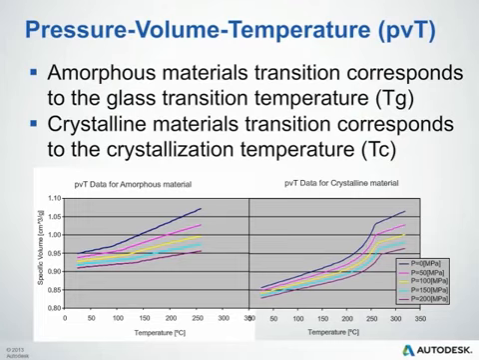For crystalline materials or semi-crystalline materials, we call this transition the crystallization temperature. So you can also see how that curve changes significantly towards the 250 degrees Celsius point on the curve on the right. That changing point right there is what we would call the crystallization temperature.